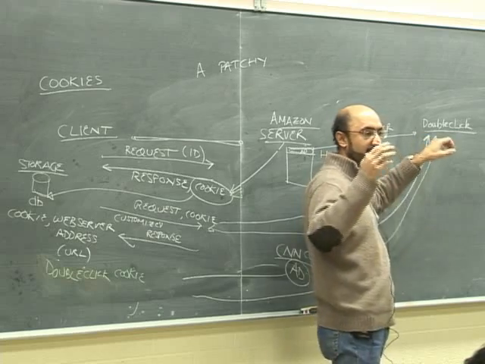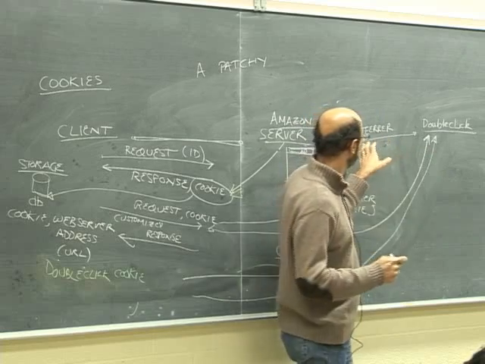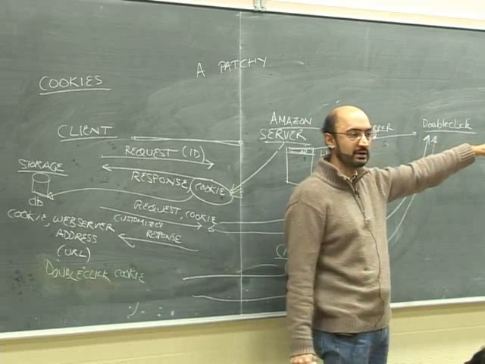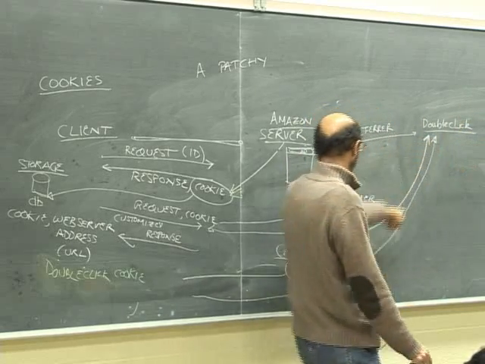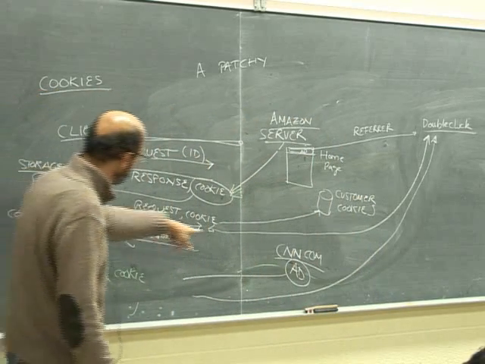And DoubleClick says, oh, that ad, I put that on Amazon. So you're coming from Amazon. I'm going to give you this cookie. I'm going to call you customer number 1. Put it in your database. Customer number 1 goes over here. Then you go to CNN.